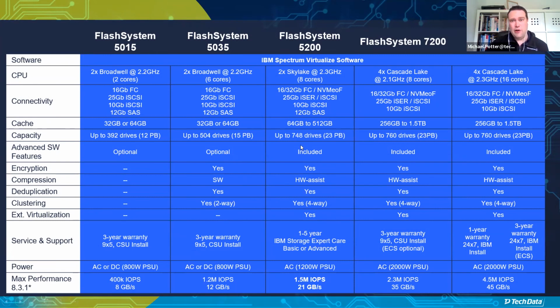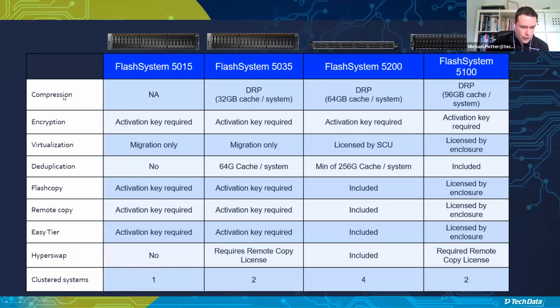But you can see all these items included within the system. And again, if you look more at the features and functions, you can see why the 5200 for us is the obvious choice. Because you can see we've got FlashCore, we've got FlashCopy, we've got Remote Copy, Easy Tier, and HyperSwap, and we can cluster systems. So it makes it much simpler for us to quote there.